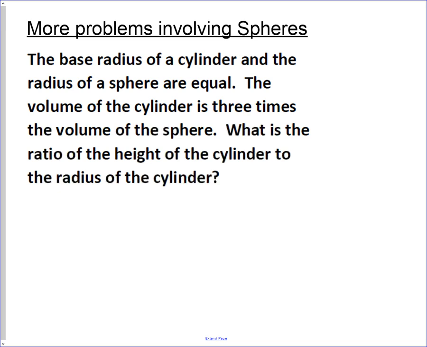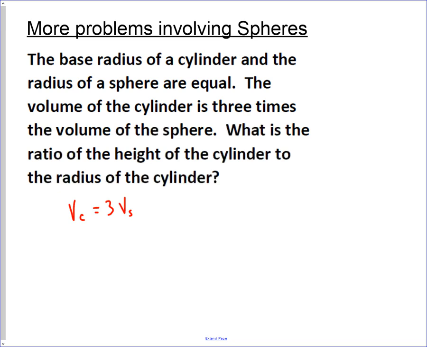In this video, we're looking at a couple problems that have to do with volume and surface area of a sphere. In this problem, it says the base radius of a cylinder and the radius of a sphere are equal. And so we can call both of them R. The volume of the cylinder is 3 times the volume of the sphere. So you can write this equation: volume of cylinder equals 3 times volume of sphere. What is the ratio of the height of the cylinder to the radius of the cylinder?